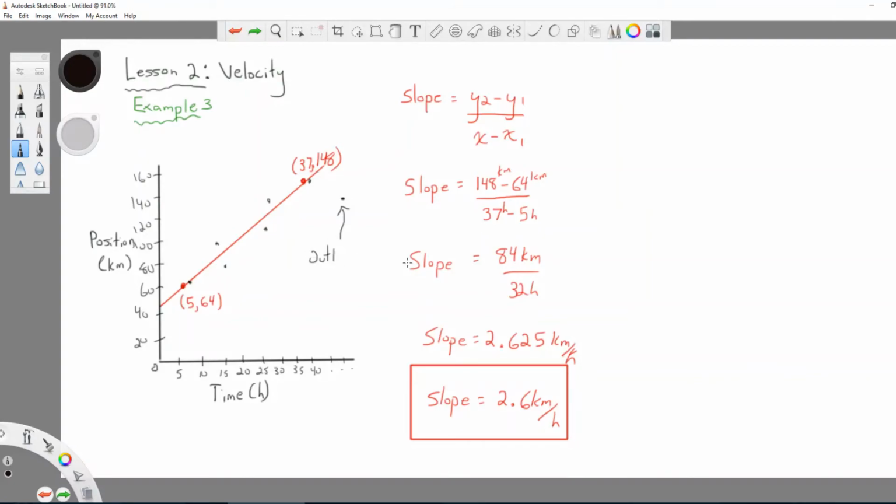Outlier. I don't know how to spell it. Regardless, this point likely is due to an error in measurement. It's tough to say, but it doesn't fit the trend of the rest of our data. So we're going to sort of ignore it here. So let's just leave that one out.